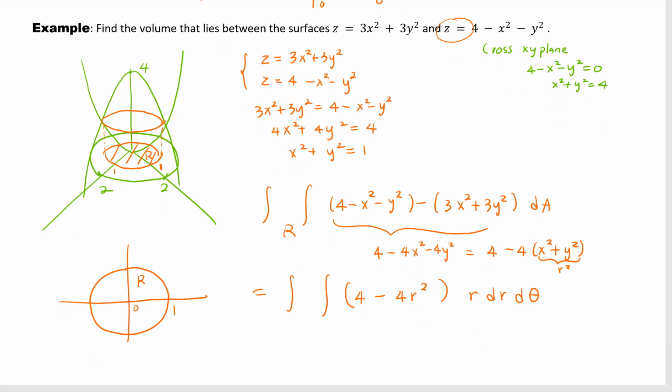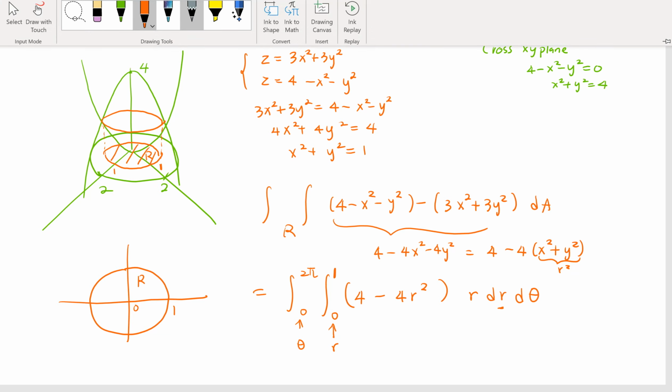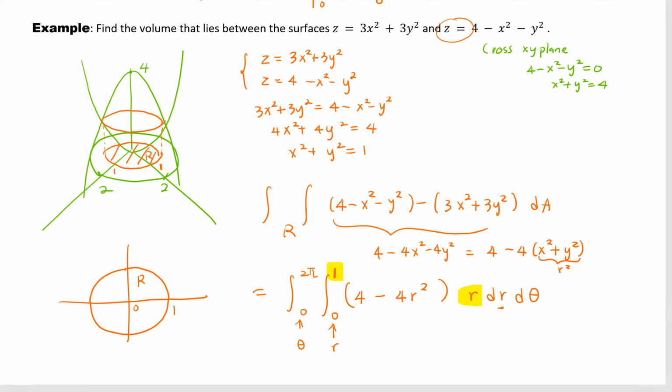Now look at this. The inside is r, so my r goes from, look at my circle, 0 to 1. See, it's 1, it's not 2. Be careful. And theta goes around one full circle, the disk, so 0 to 2 pi. The typical error here would be students forgetting this r, and students not figuring out the intersection circle. The radius is only 1, it's not 2.